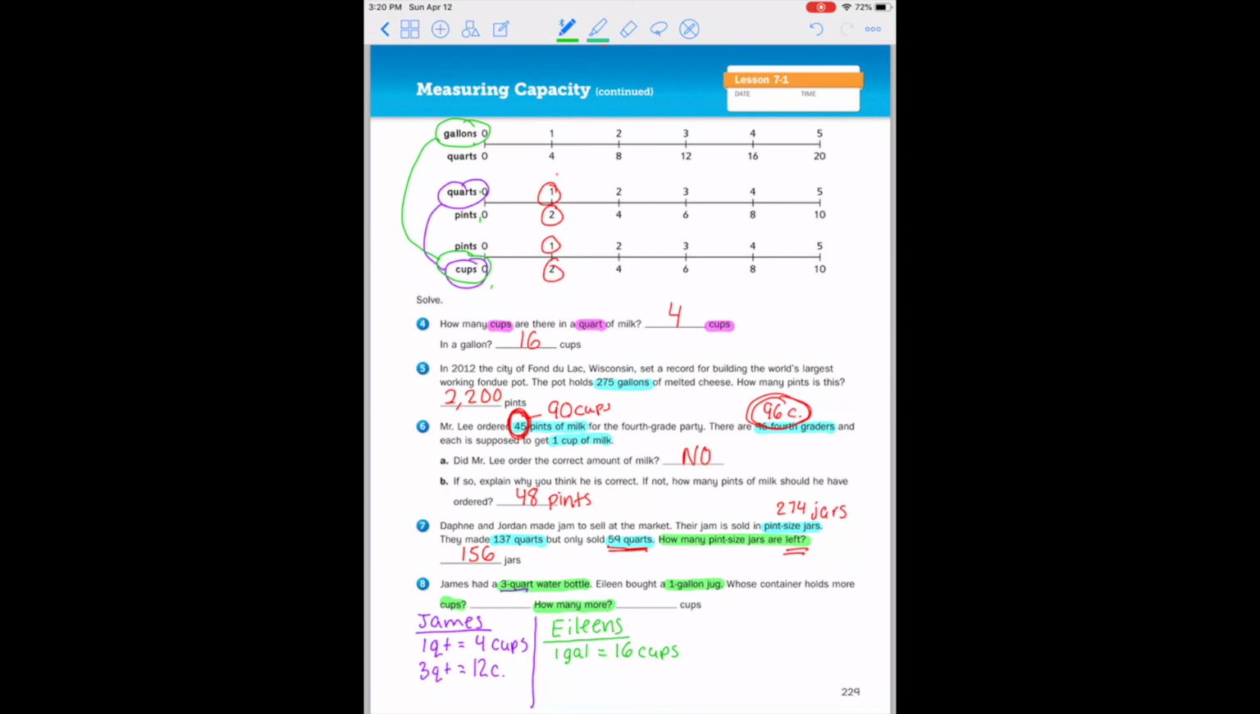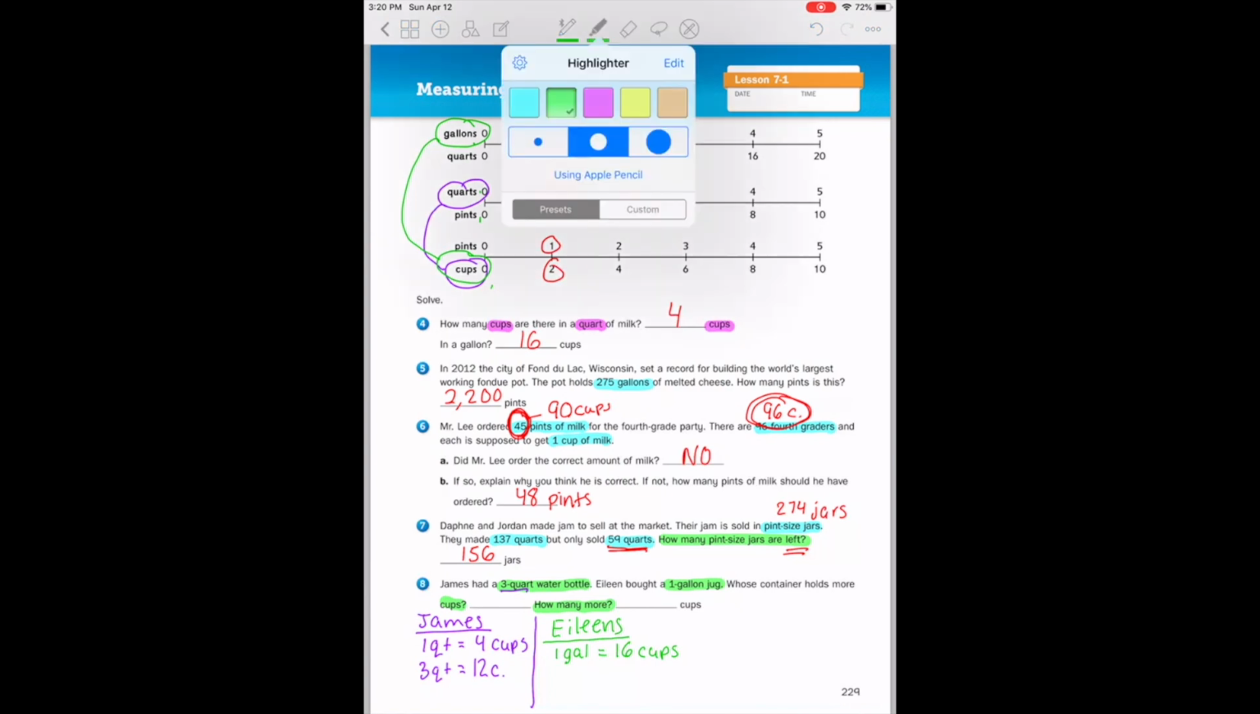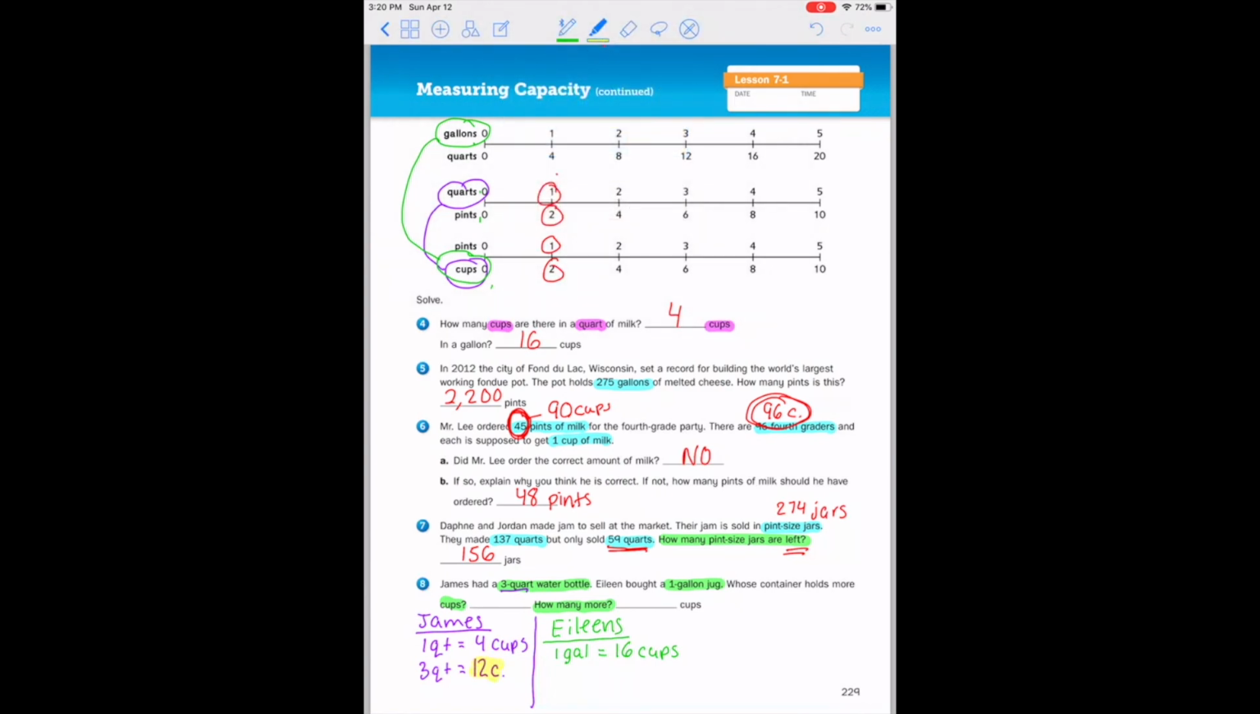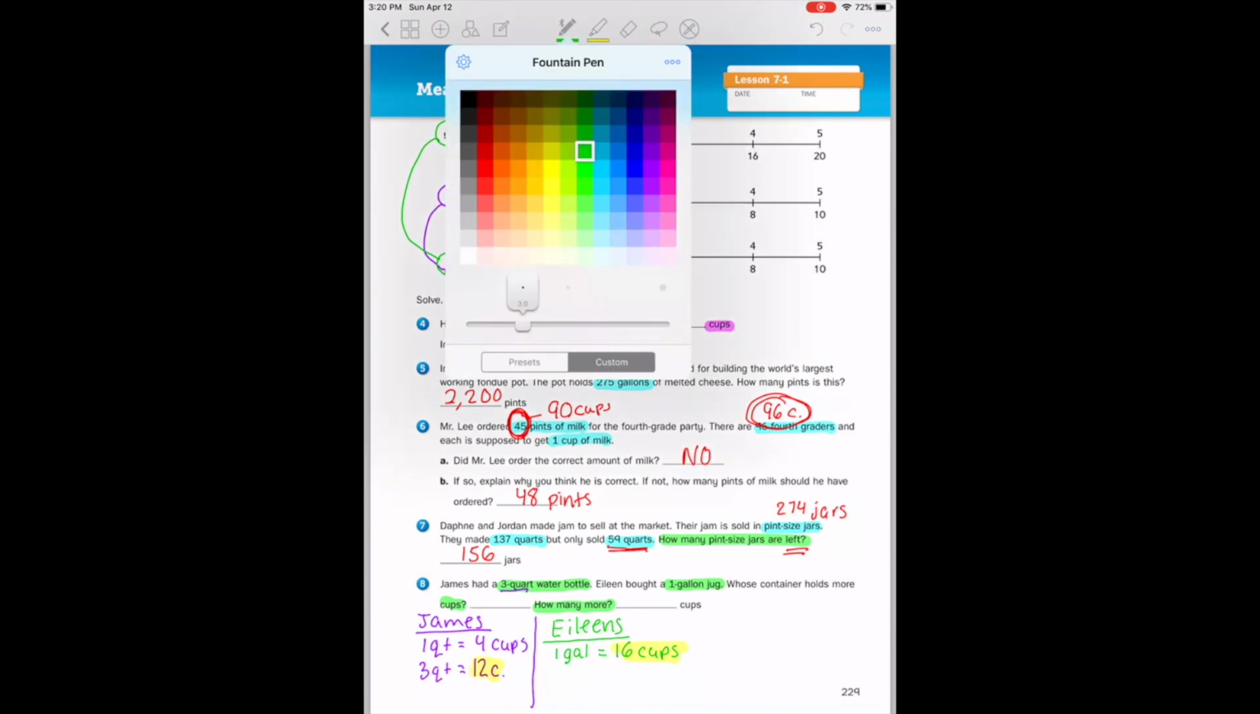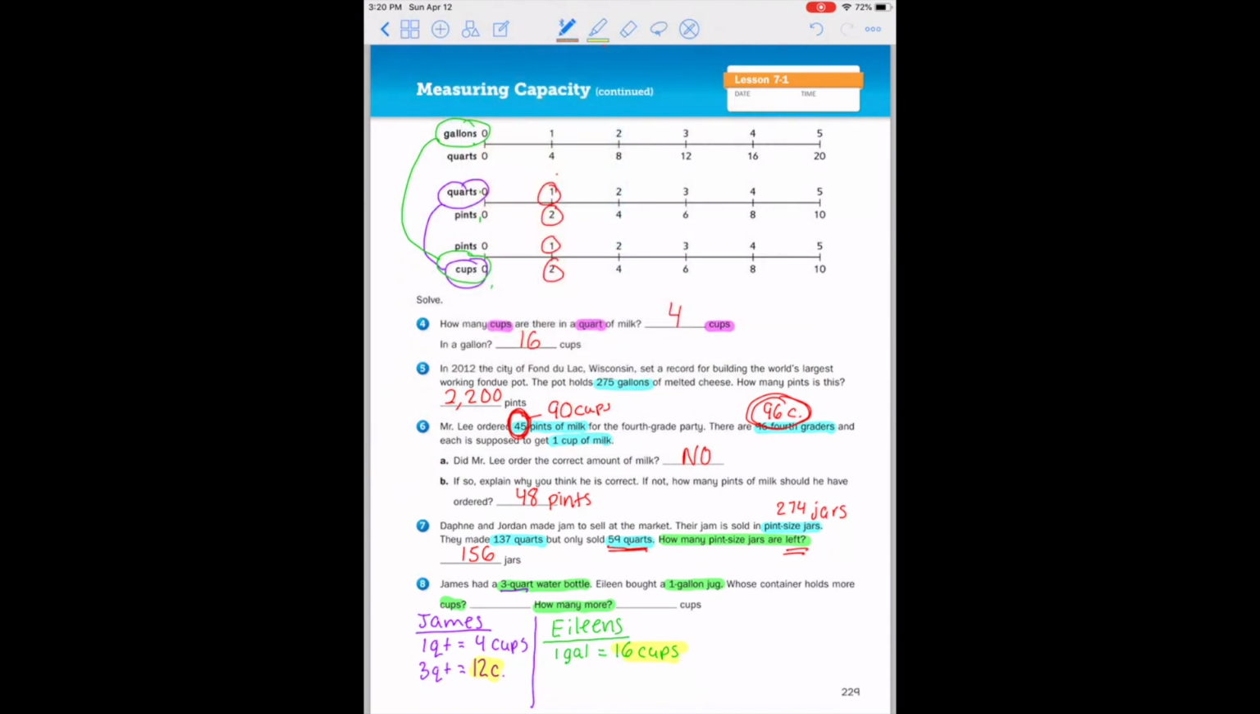So now we can answer whose container holds more cups. James holds 12 cups and Eileen's holds 16. So we can say that Eileen's jug holds more than James's water bottle. How much more? Well, now we have to go to our third step, which is taking 16 cups. When you compare, you're always subtracting. And 12 cups. And you get 4. There's a 4-cup difference between Eileen and James's.